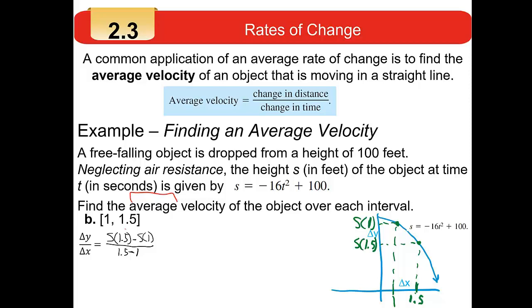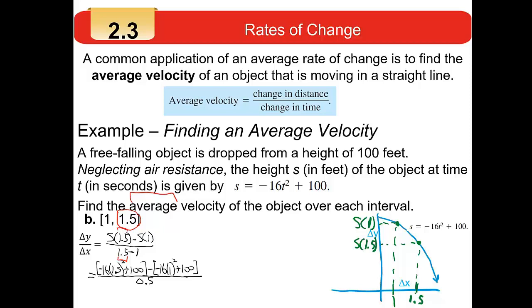Notice all we did is change what was 2 before to a 1.5, because that 2 changed to a 1.5. But otherwise, the process is the same. So you've got to plug 1.5 into the S function, you've got to plug 1 into the S function, subtract the results, and divide by 1.5 minus 1, which of course is going to be 0.5.